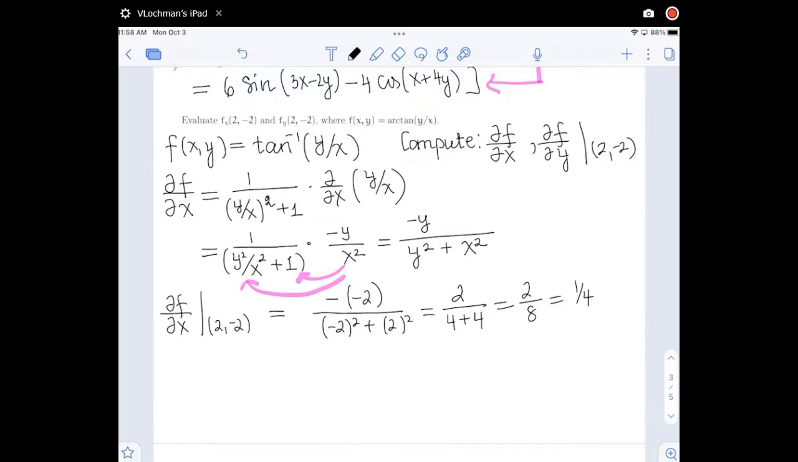Now let's go ahead and do the second one, df/dy. So that would be 1 over (y over x) squared plus 1, times d/dy of y over x. What is the derivative of this with respect to y?